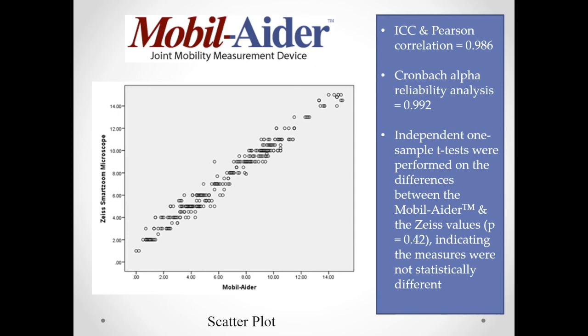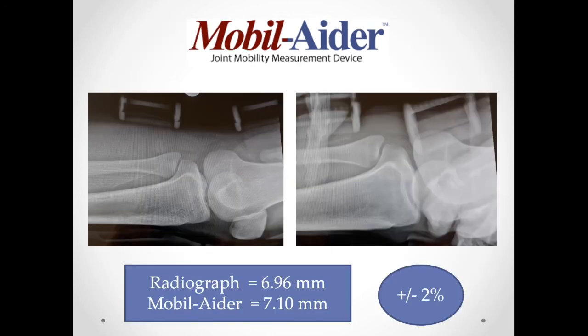Studies have been performed on the Mobilator that have assessed the validity as well as the reliability. Bench testing here shows the scatter plot of the Mobilator against a known standard, the Zeiss Smart Zoom microscope. This shows a very high ICC and Pearson correlation. Cronbach's alpha reliability measurements are also quite respectable at the 0.992 level. And a publication comparing the Mobilator to known values with the radiograph has shown less than a 2% margin of error.